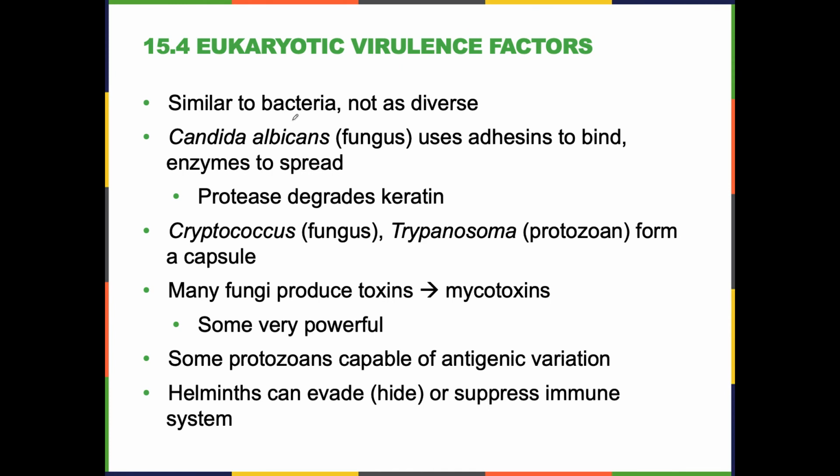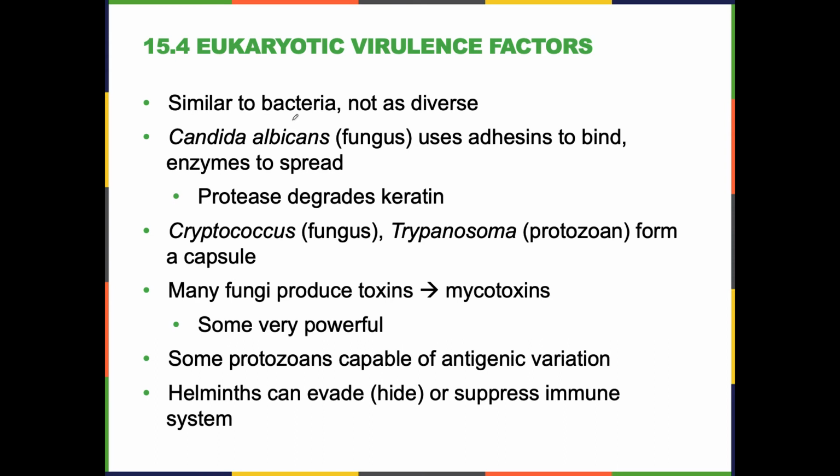So last thing I want to say before we take our break, just eukaryotic virulence factors, right? Again, they have them, not as fun, not as diverse, but similar themes. So, Candida albicans, which is a fungus, uses adhesins to bind. It has enzymes to spread, so proteases degrade keratin, which is a protein in our skin. So it allows it to, once again, break certain things down and invade farther into tissues that are more sensitive. Cryptococcus and trypanosoma, a fungus and a protozoan, have a capsule that, once again, protects them from the immune system.